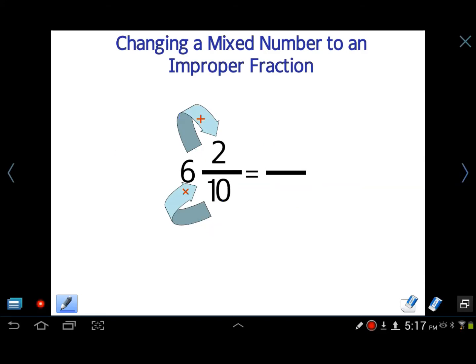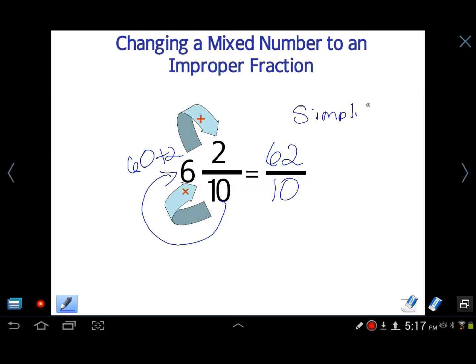Moving right along. Let's do this one. 10 times 6 is 60. 60 plus 2 is 62. So the arithmetic is not too tough. Now in this example, you will want to reduce. That's going to be one of the things that you want to look for when you are doing these kinds of problems. And you better simplify.